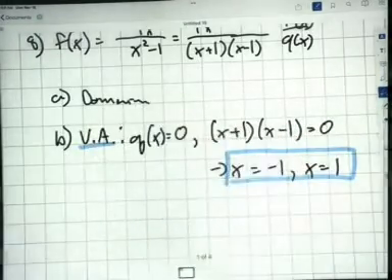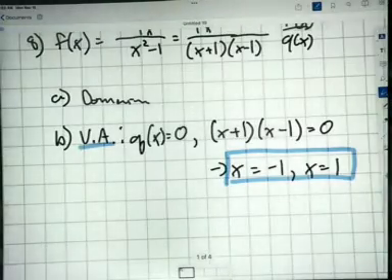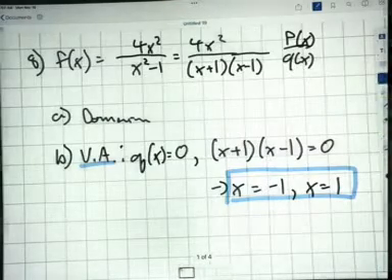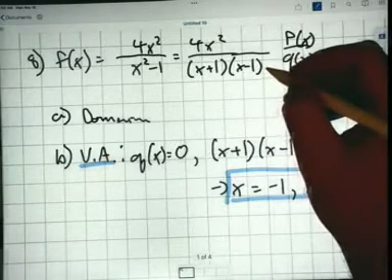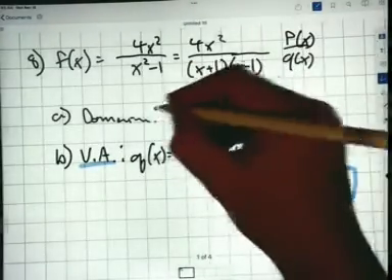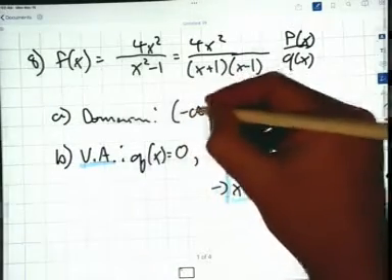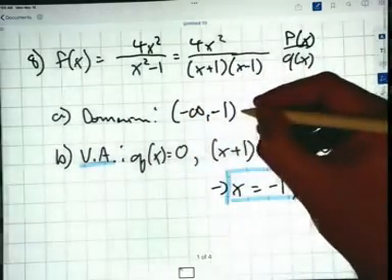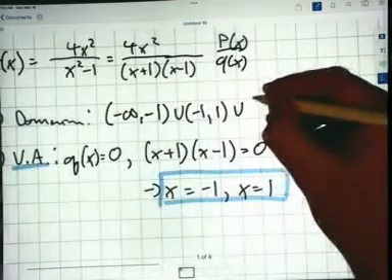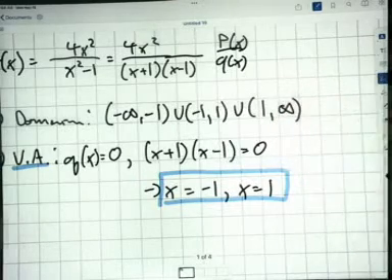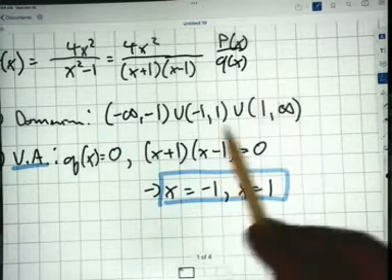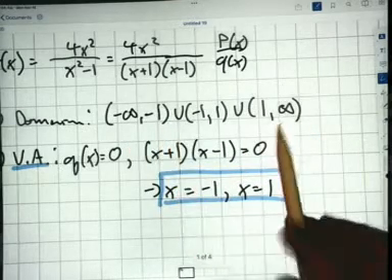Now remember, the vertical asymptotes are where the function does not exist. It's where, basically, you get 0 in your denominator, and you cannot have 0 in your denominator. So what is our domain? Our domain is everything from negative infinity to negative 1, unioned with everything from negative 1 to 1, unioned with everything from 1 to infinity. Basically, we're declaring that it can be anything from negative infinity to infinity, but it can't be negative 1 or 1.